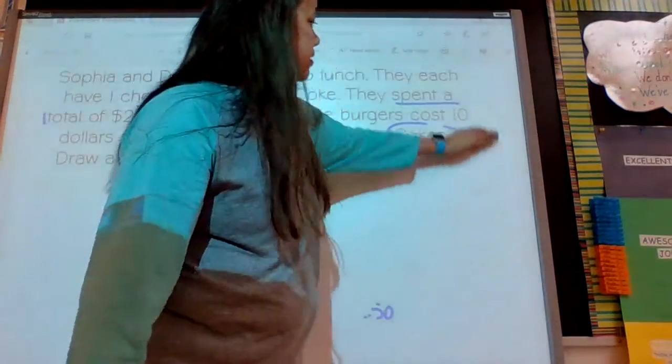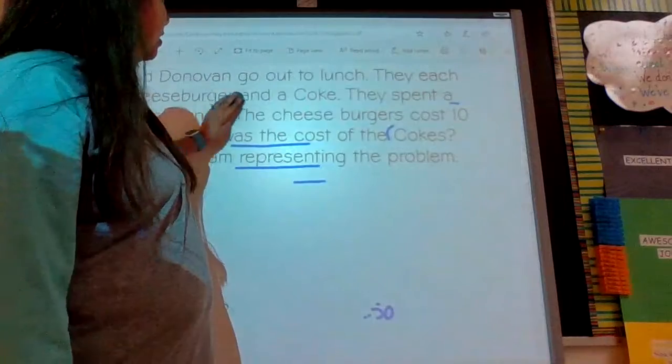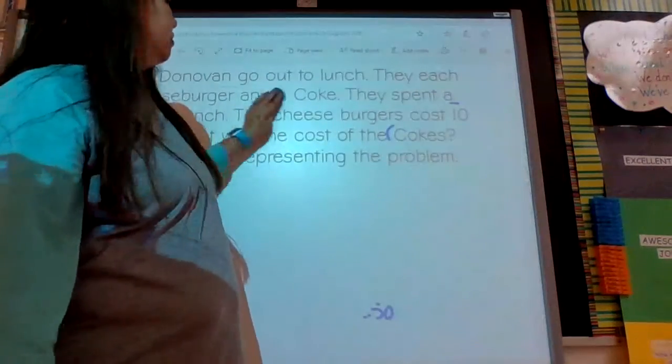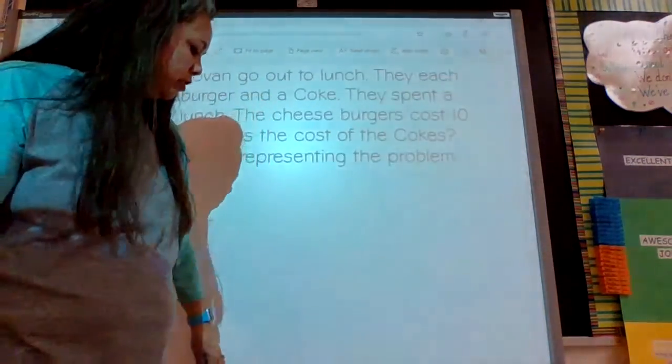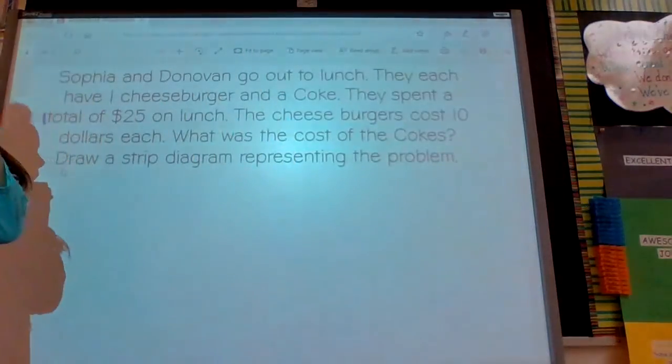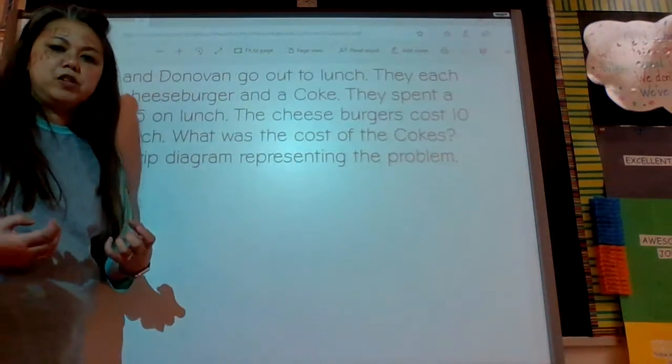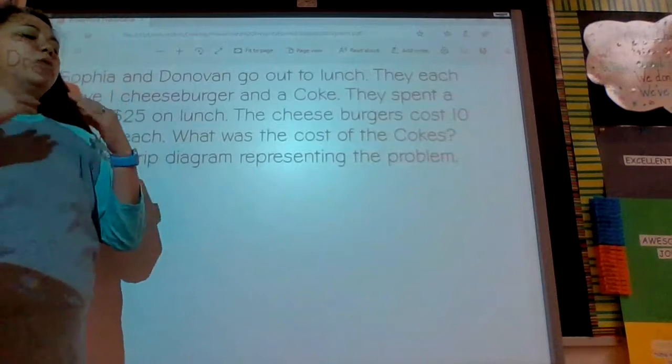So going from something big to something small, I know I'm either going to divide or subtract. So strip diagrams kind of draw that picture for you if you can think of what makes that whole.